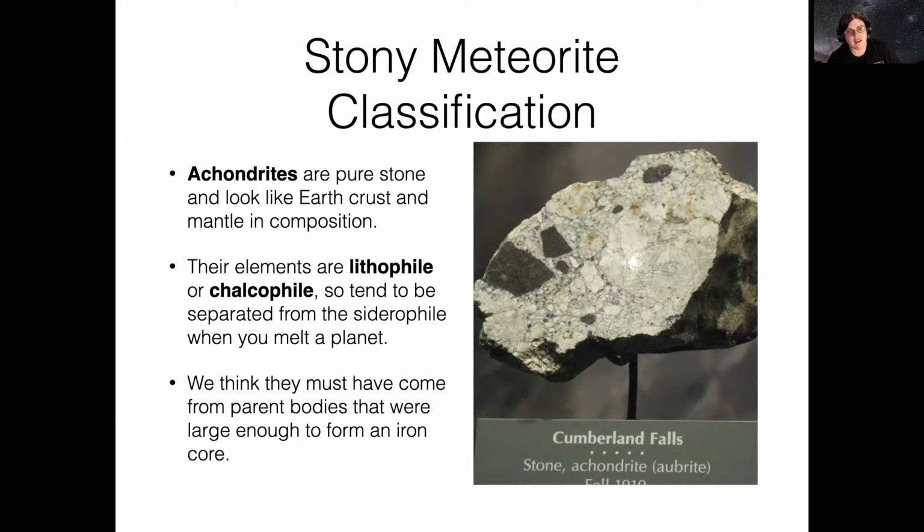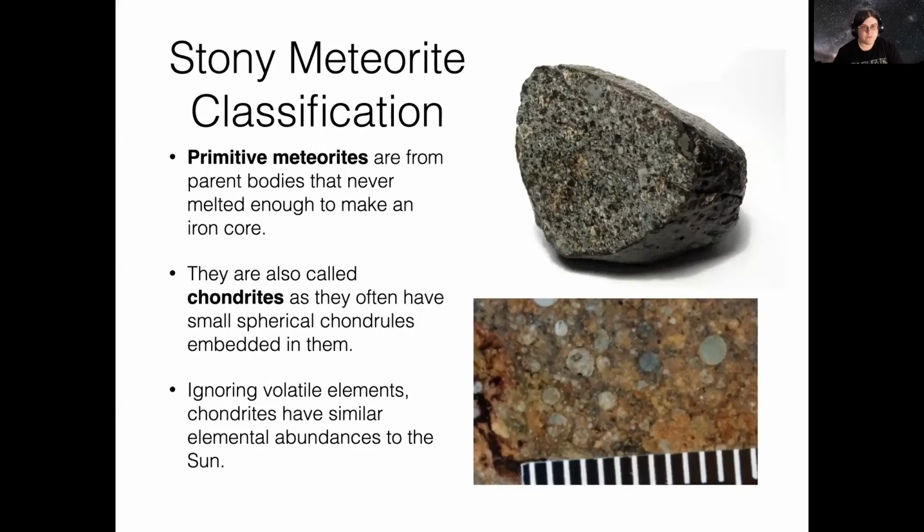So achondrites and irons and stony irons may have come from larger objects big enough to form an iron core. But there are those primitive meteorites. We already talked about them a bit when we were talking about rocks. These have never melted. The achondrites would be considered igneous rocks because at one point they melted just enough to separate out the iron.